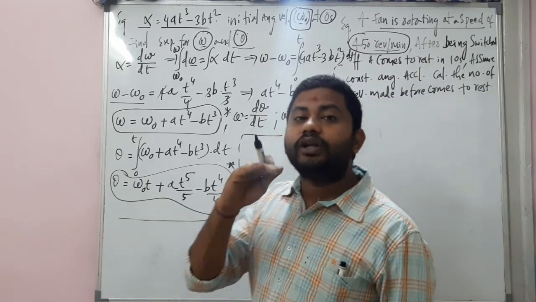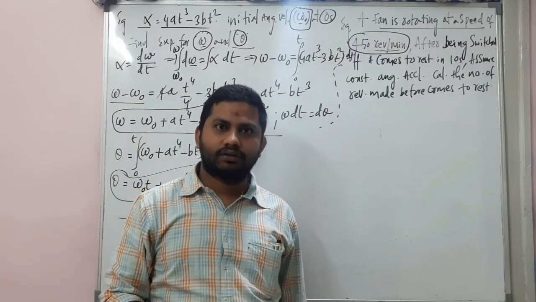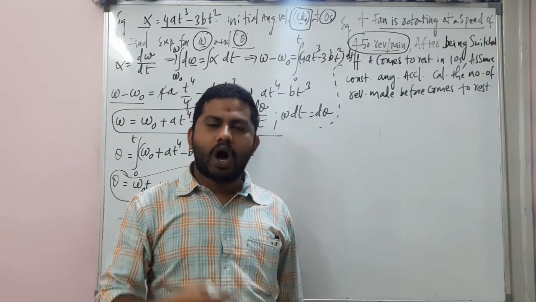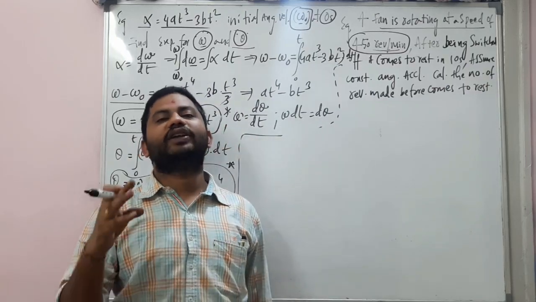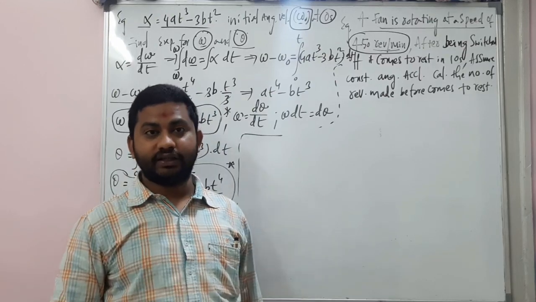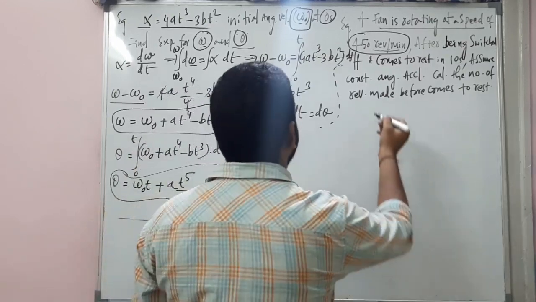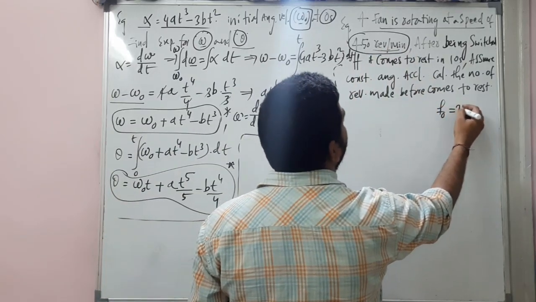Revolutions per minute is the unit of what quantity? Revolutions, oscillations in a second, it's a unit of what quantity? It's a unit of frequency, my dear children. So what can I write here? 450 revolutions per minute, that is f naught, meaning the frequency.